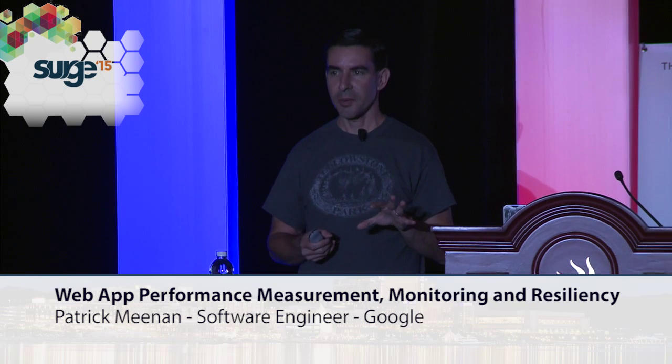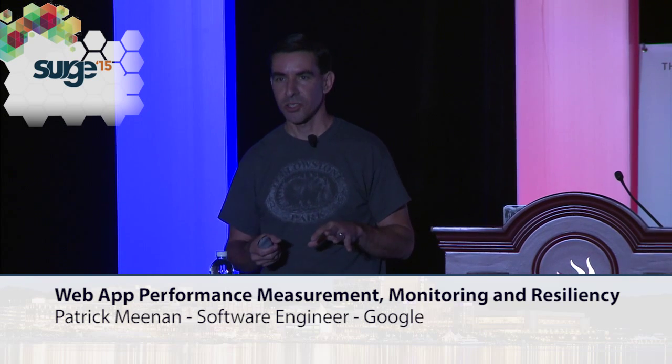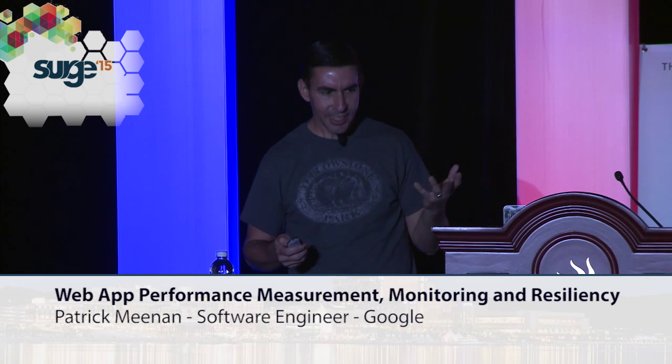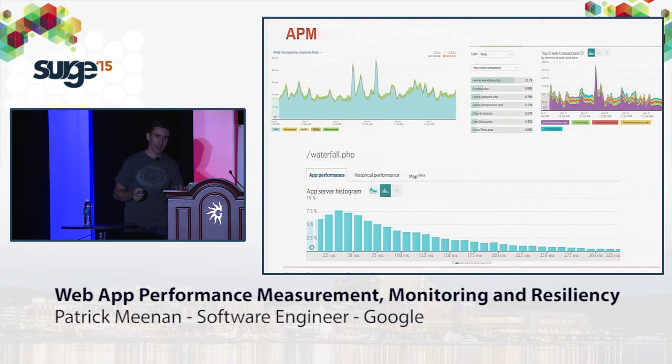Most of the synthetic companies are also offering solutions in that space to give you an idea of what the performance is from the browser's perspective, from the user perspective. That said, they all still largely report the same things. I guess I have some pretty graphs and screenshots. This is usually what an APM looks like.